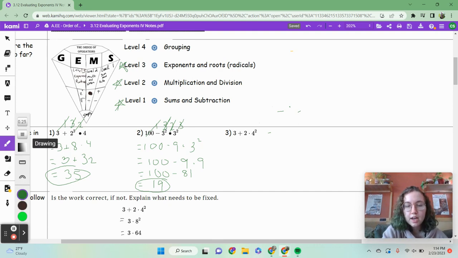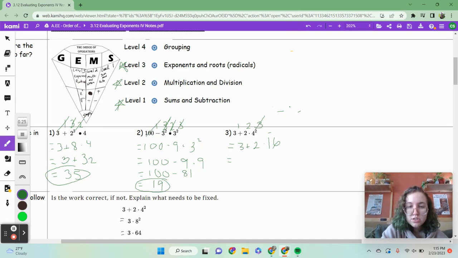So with this last problem that we've got, we have 3 plus 2 times 4 squared. That addition is a level 1 problem. Then that multiplication is a level 2 problem. And that exponent is a level 3 problem. So first, we're going to start with the level 3 problem. Going from left to right, that is the highest level problem that we have. So we have 3 plus 2, we carry everything else down, times, and then 4 squared, or 4 times 4, is 16. You can cross out that level 3.